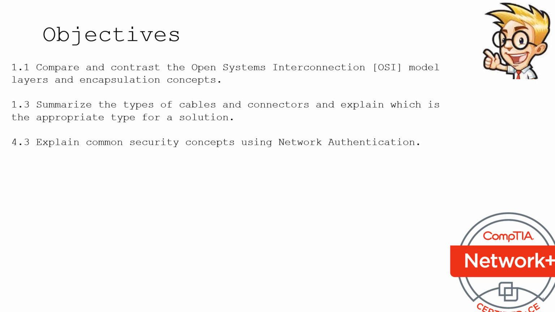Let's read them. So 1.1, compare and contrast the open systems interconnection, or OSI, model layers and encapsulation concepts. You'll have to do that a lot on the exam, so we'll get some practice. 1.3, summarize the types of cables and connectors and explain which is the appropriate type for a solution. So there's so many different types of cables and connections and different tools and ways to troubleshoot them. We'll get some practice with that.